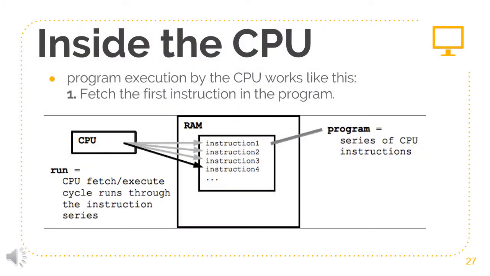Next section is about what happens inside the CPU during a program execution. Program execution by the CPU works like this: firstly, the CPU fetches the first instruction of the program.